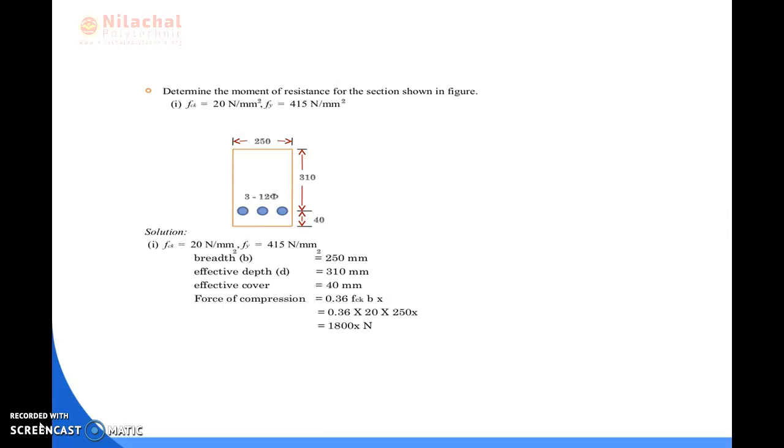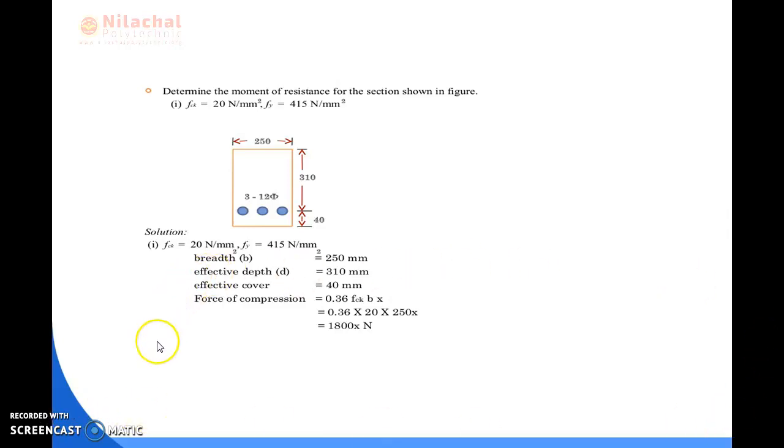So in case of an over-reinforced section, we need to recheck or decrease the depth of neutral axis value, or redesign the structure. So we consider the under-reinforced section and the balanced section.